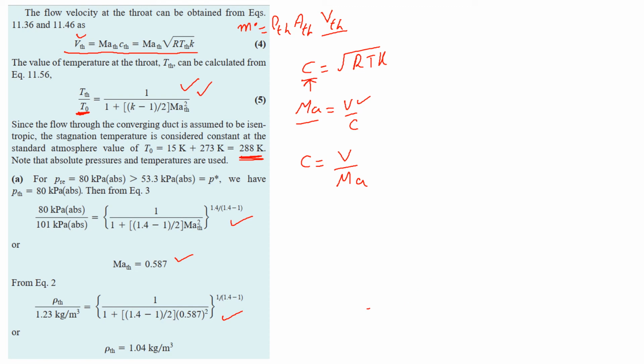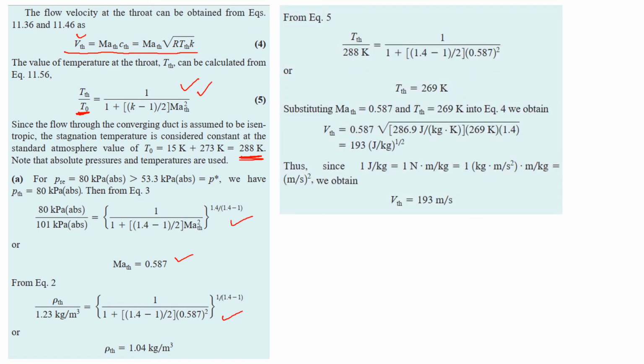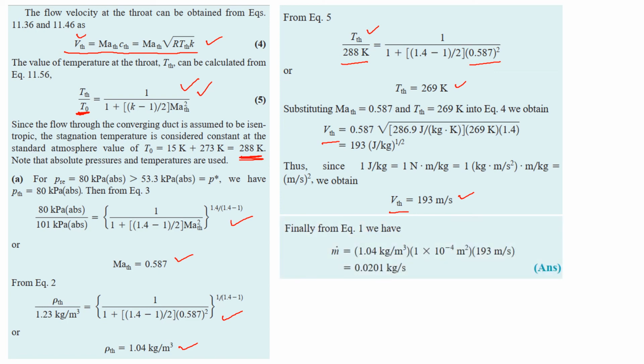By doing that, let's clear up some space first. Then we can find our temperature at the throat by using this equation once you have got the Mach number. By finding the temperature at the throat, we can use this equation to find the velocity at the throat. So now we know our velocity at the throat and our density at the throat. The area was already given in the statement, so we can proceed and find our mass flow rate.